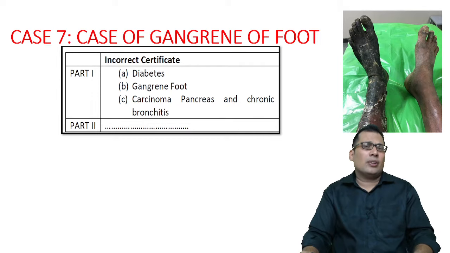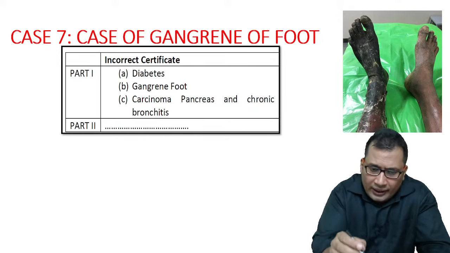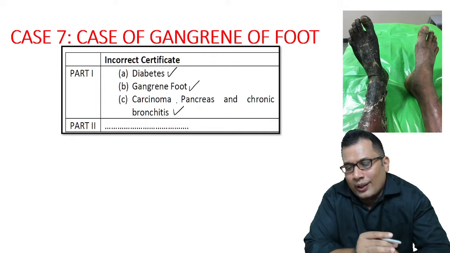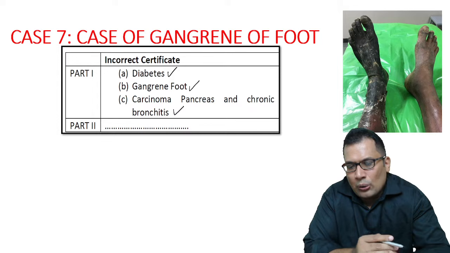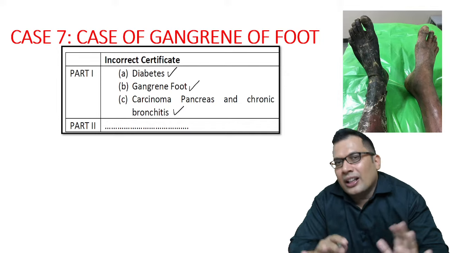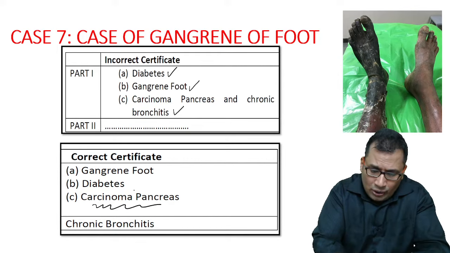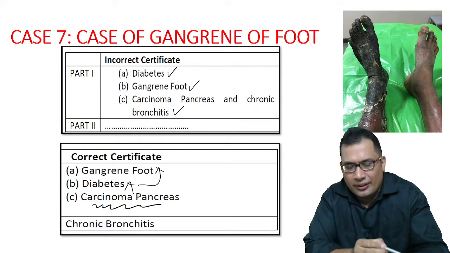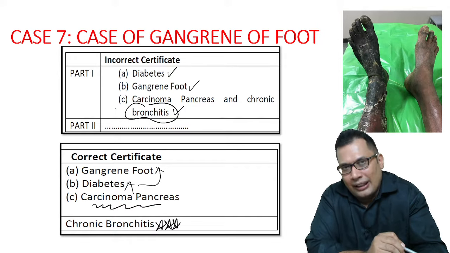Then a case of gangrene of foot. Let's see what certificate is given. The incorrect certificate given by the doctor here is: 1A he mentioned diabetes, 1B gangrene of foot, 1C carcinoma pancreas or chronic bronchitis. This is wrong. How can gangrene of foot lead to diabetes? How can carcinoma pancreas lead to gangrene of foot? When you look at the etiopathogenesis, it is incorrect. What is the correct certificate here? Carcinoma pancreas, yes, it's a common cancer, can lead to diabetes. Diabetes can lead to gangrene of the foot. So gangrene of foot can be the immediate cause of death. Chronic bronchitis, no, it is an associated condition, but here it is mentioned in 1C. That is not the main underlying cause here.